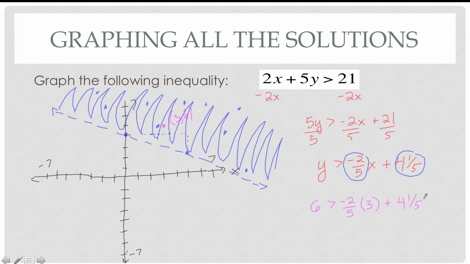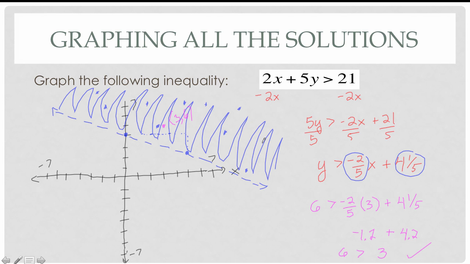All right, so let's use my calculator here. Negative 2/5 is the same as negative 0.4. So we got negative 0.4 times 3, so that's negative 1.2, plus 4 1/5, which is the same as 4.2. Negative 1.2 plus 4.2 is 3. And is 6 greater than 3? Yes, that's true. So we just tested it out, and I'm feeling pretty good about my inequality.